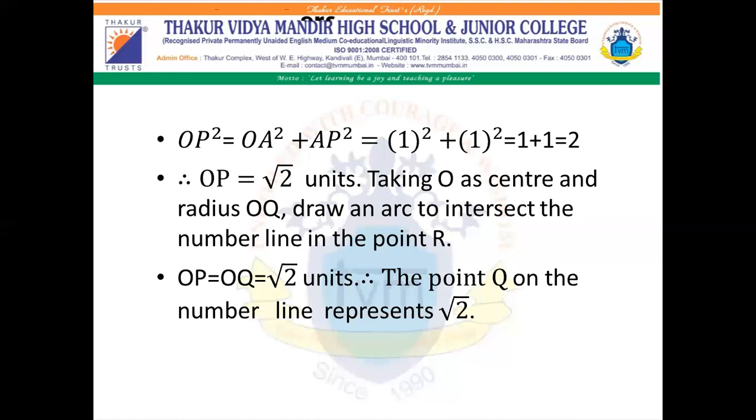Taking O as the center and the radius OP, draw an arc of a circle to intersect the number line at the point Q. OP is equal to OQ is equal to root 2. Here, OP and OQ are the radii of the same circle with the center O. Therefore, the point Q on the number line represents root 2.